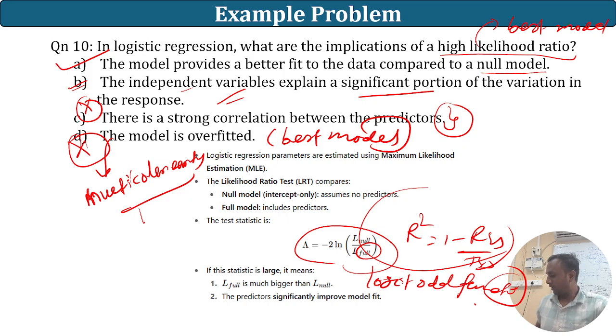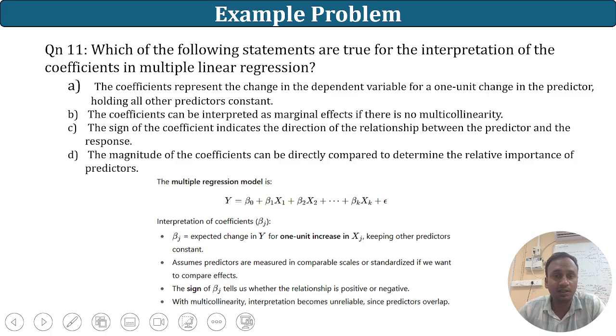Shall I go ahead? We have one or two more questions, then we'll wind up for today. Shall I go ahead? Okay, we'll go ahead with one more problem.